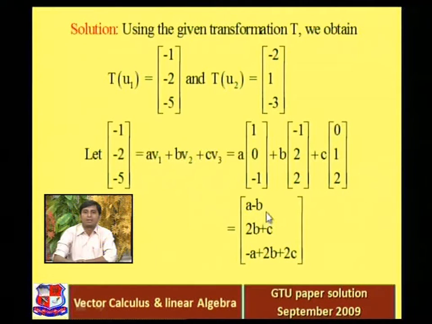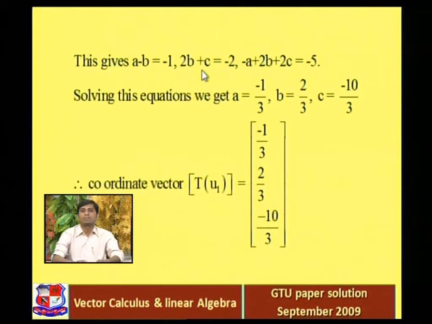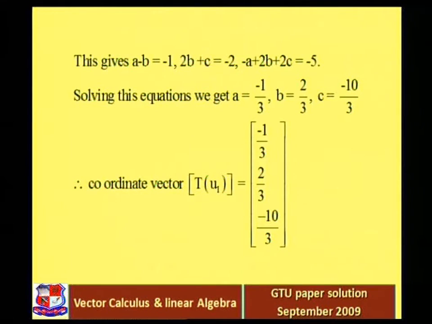Now we get a minus b equal to minus 1, 2b plus c equal to minus 2, and minus a plus 2b plus 2c equal to minus 5. Using these three equations we can find a, b and c. To solve these three equations, you write the augmented matrix and convert it into row echelon form. I already explained many times what row echelon form means. Using that row echelon form matrix, you can find the values of a, b and c.